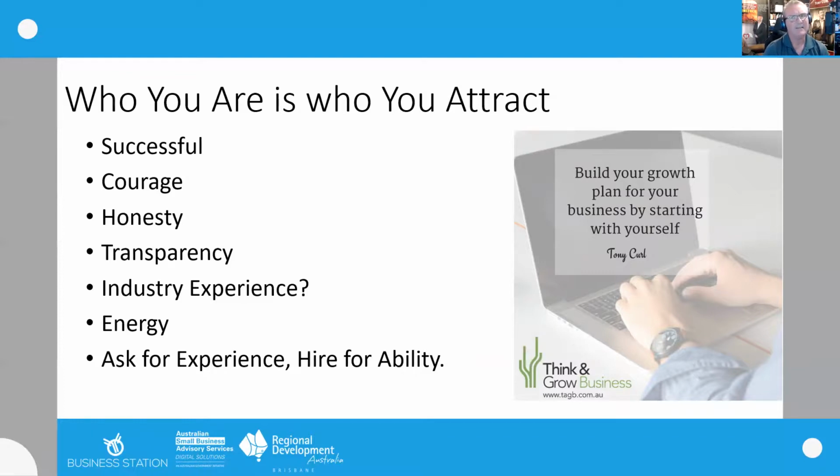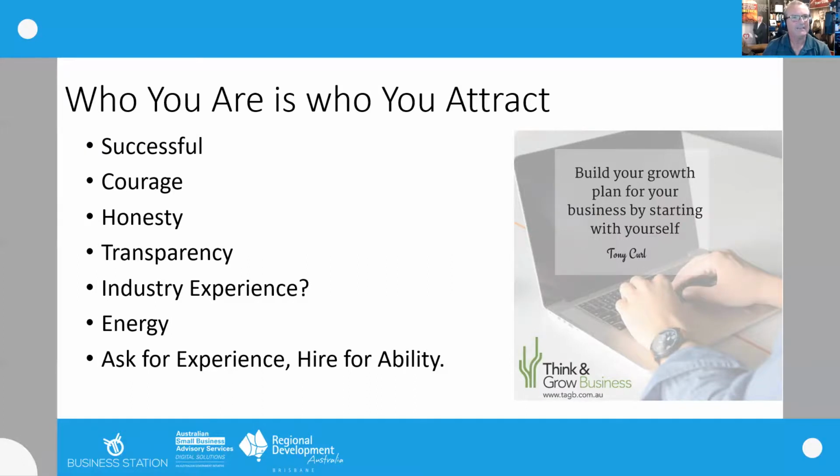And the funny thing is, if you want to attract someone, you need to have those characteristics. So if you want successful, courageous, honest, and transparent people, guess what? It's going to help if you are exactly those things: successful, courageous, honest.